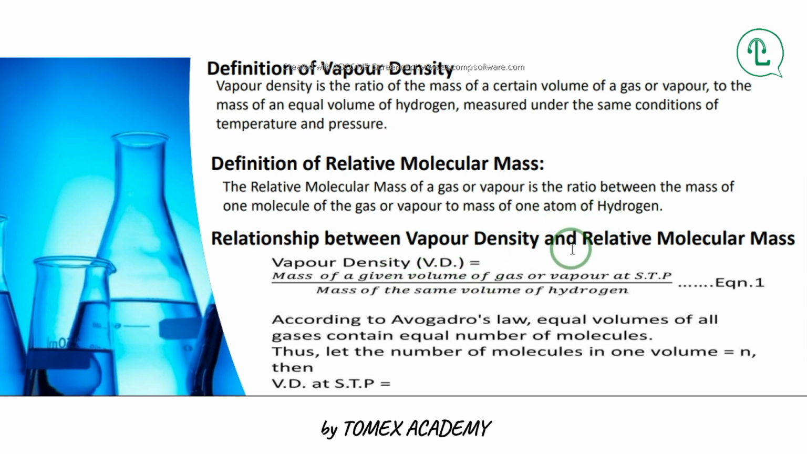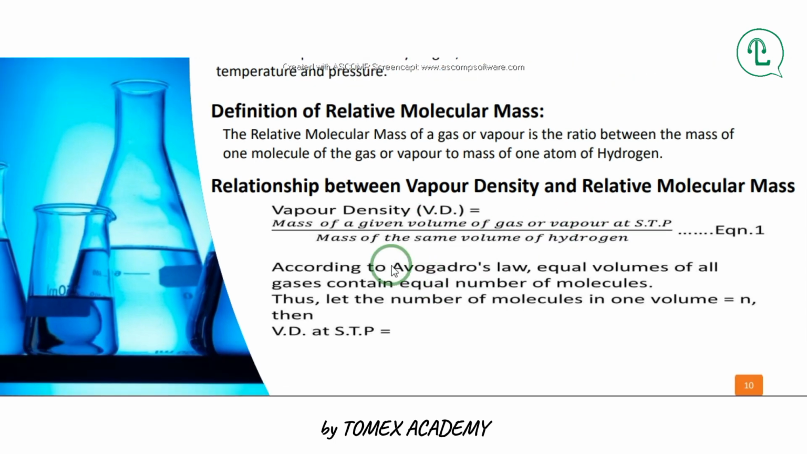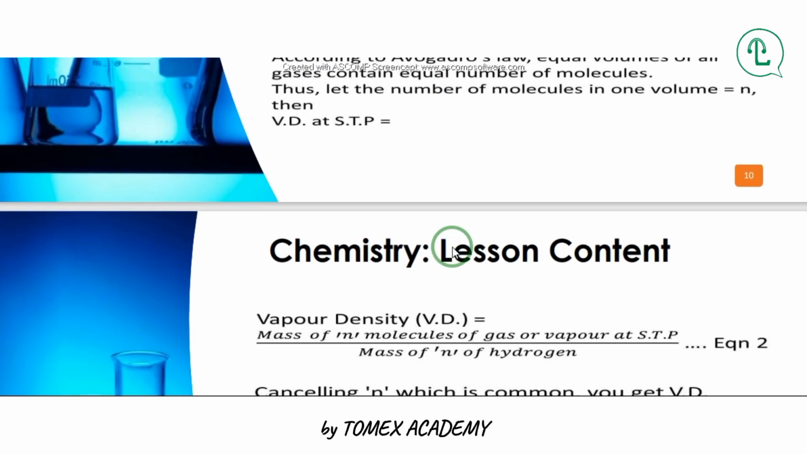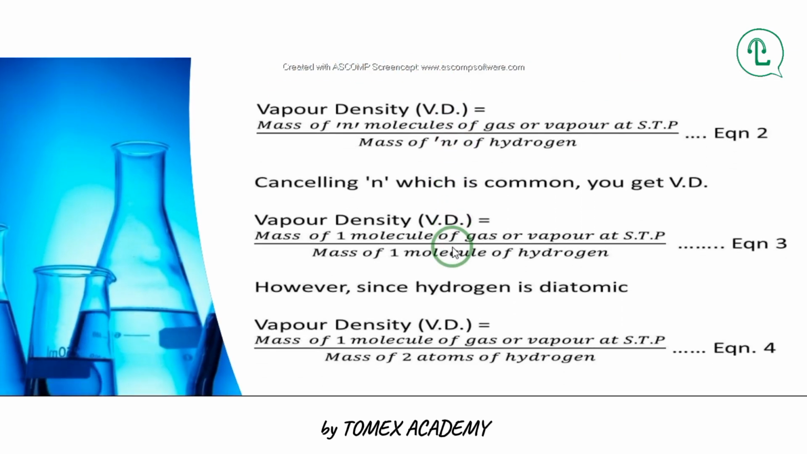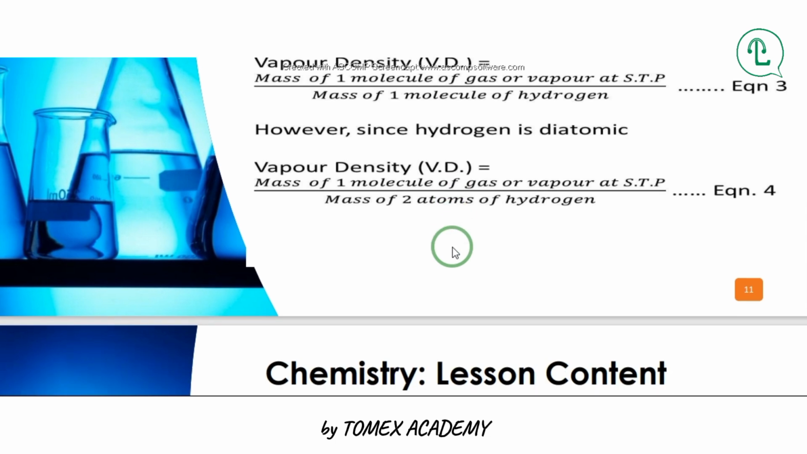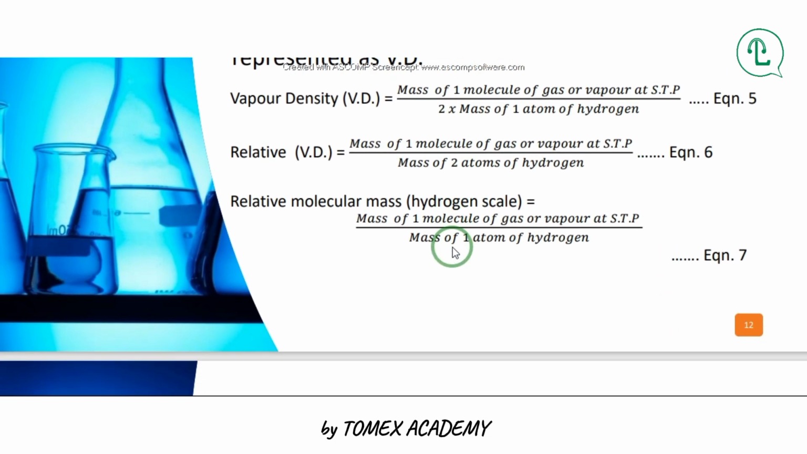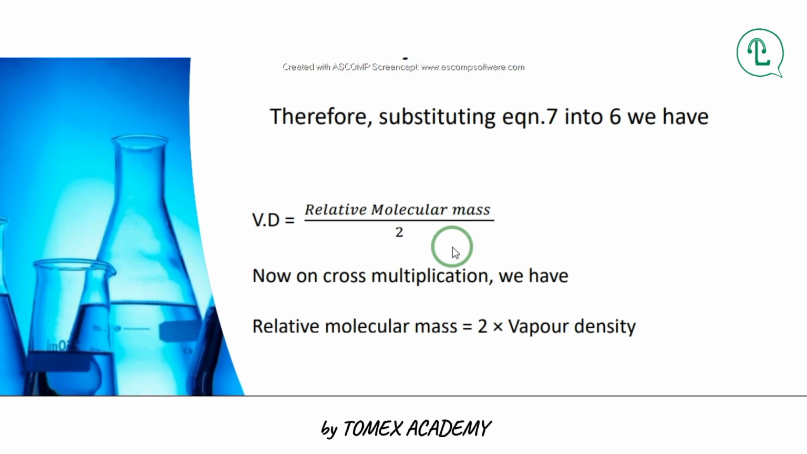Relationship between vapor density and relative molecular mass. So this is the relationship. To derive the relationship between vapor density and relative molecular mass, we use the following expressions. Actually, you don't need to cram these workings, but you need to know the relationship. You need to know this formula.